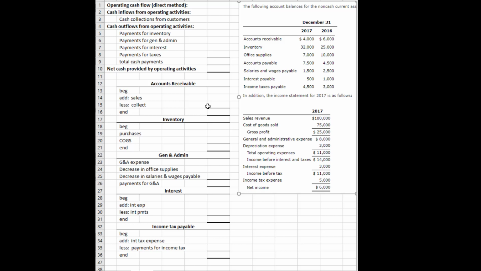The cash from customers, we can figure out the difference between sales revenue and cash from customers by seeing the change in accounts receivable. So the beginning accounts receivable, which would be the end of last year, is $6,000. And then the end of this year is $4,000. And sales revenue, which would have made accounts receivable go up, is $100,000.